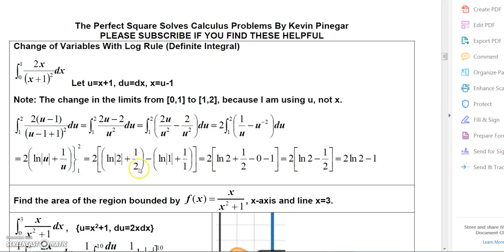So this one required a little different type of u substitution, but we were able to get it into a form that we could integrate doing that. Now on the next section I'm going to talk about some other types of integrals.